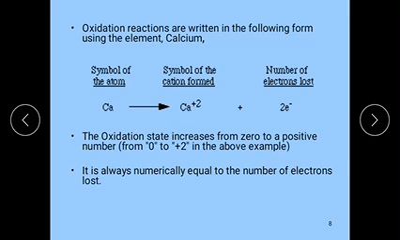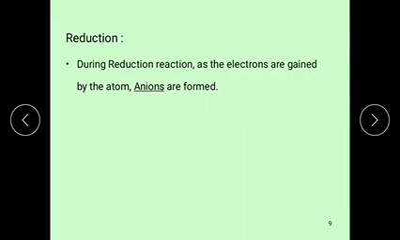Okay, this oxidation number is always here, the number of electrons lost. And next one is reduction. During the reduction reaction, the electrons are gained by an atom, and it forms the anions.